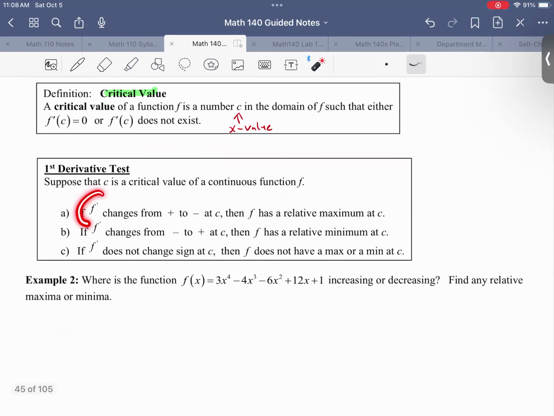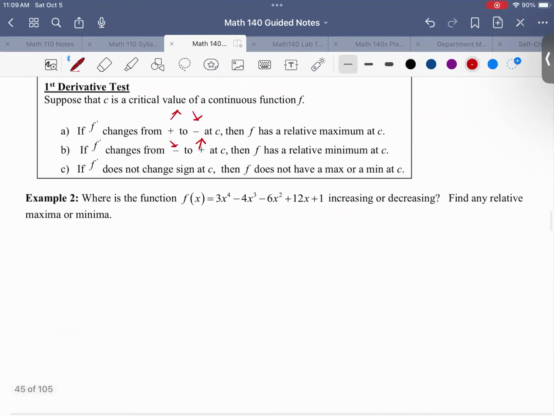And then the way to determine if it's a max or min is the first derivative test. If the derivative changes from positive to negative at this value, then it's a relative maximum. That means it's going up and then down. Positive means up, negative means down. Likewise, if f changes from negative to positive at this critical value, then f has a relative minimum. So this means going down and then up. Lastly, if f does not have a change of sign, then it's not a max or min. This is a little more uncommon, but it might happen. Anyways, let's go ahead and check out an example.